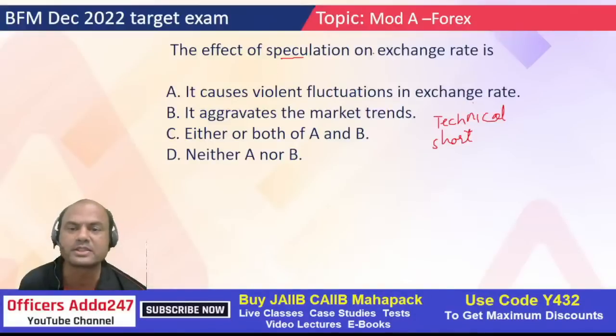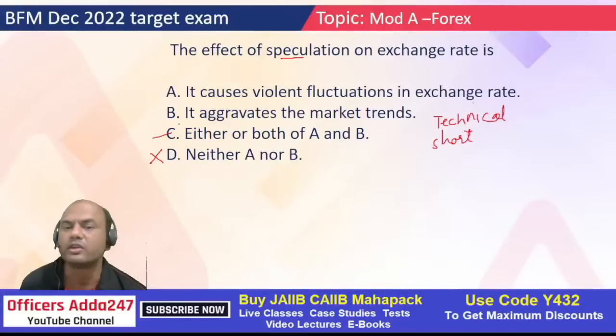Now, the effect of speculation on exchange rate is: A, it causes violent fluctuations in the exchange rate. B, it aggravates the market trends. C, either or both A and B. D, neither of A and B. So what is the answer? A, B, C. D is out. So the answer is either or both of A and B. Correct. C is the answer.